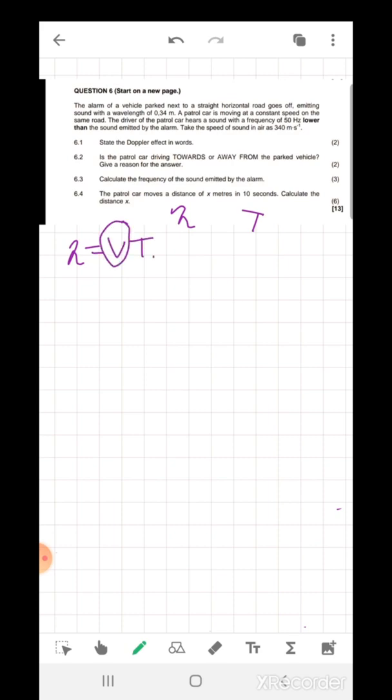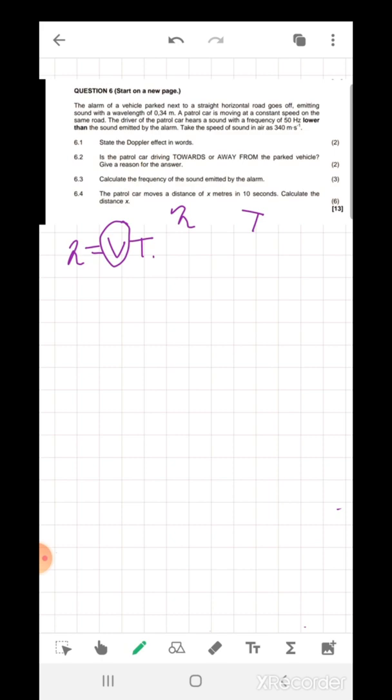Now, this is the velocity of the listener, because they say the patrol car moves. And remember, the driver of the patrol car is hearing the sound. So we actually want the velocity of the listener. It's different to the other one we calculated, where we were worrying about the velocity of the sound in air, because the sound was traveling through the air. Now, the patrol car is moving a certain distance, so we're worrying about the wavelength with regards to the patrol car, which means we're going to use the velocity of the patrol car.